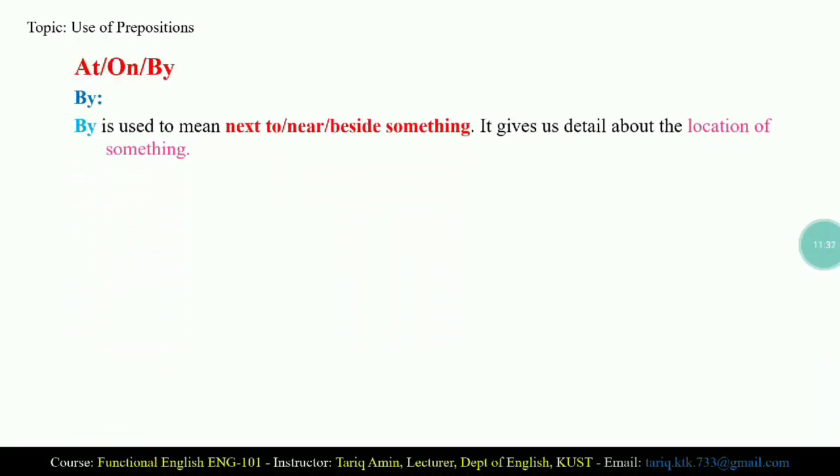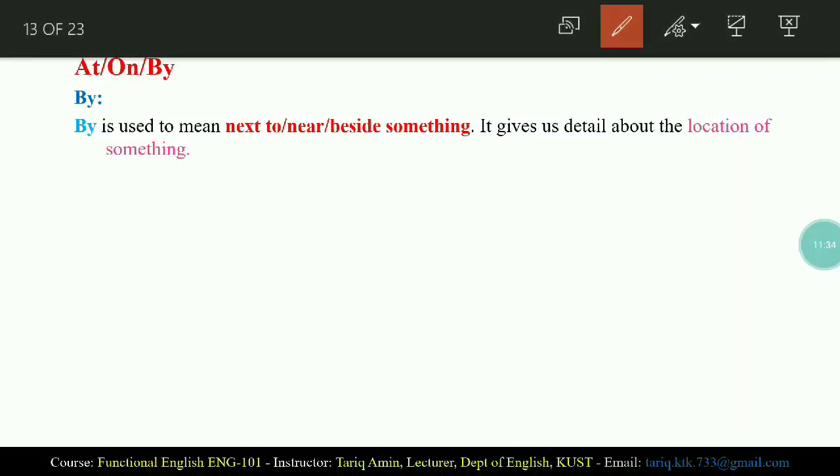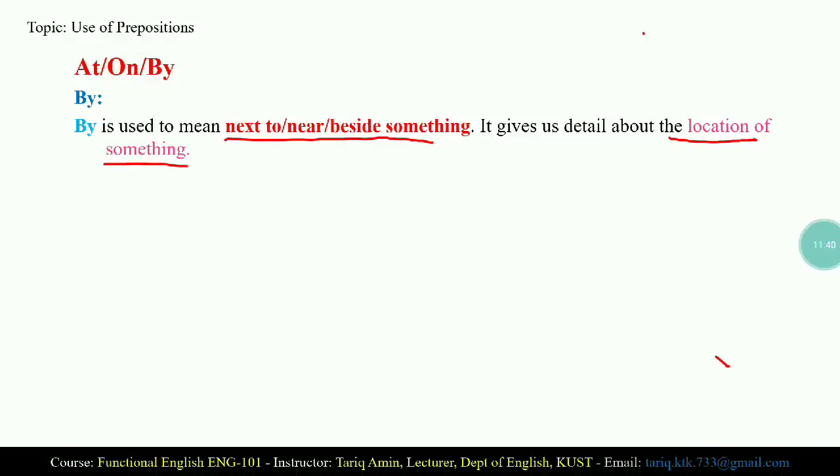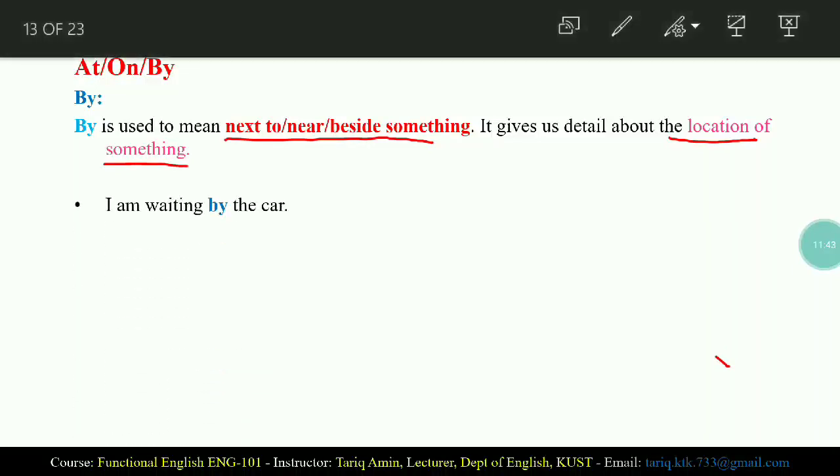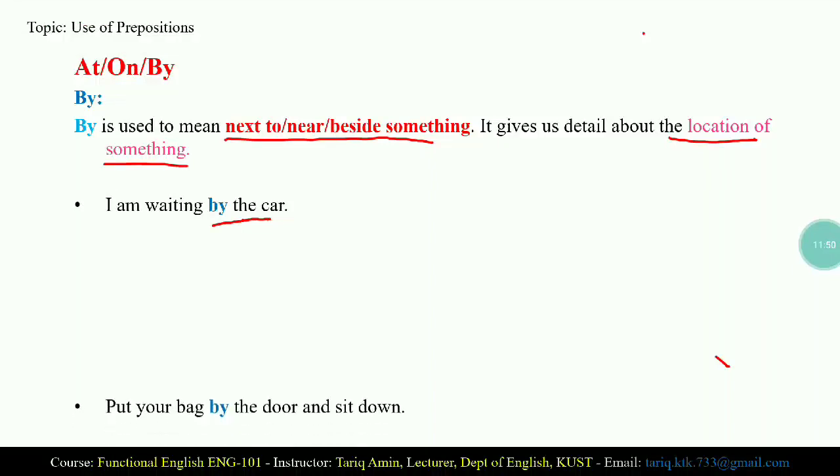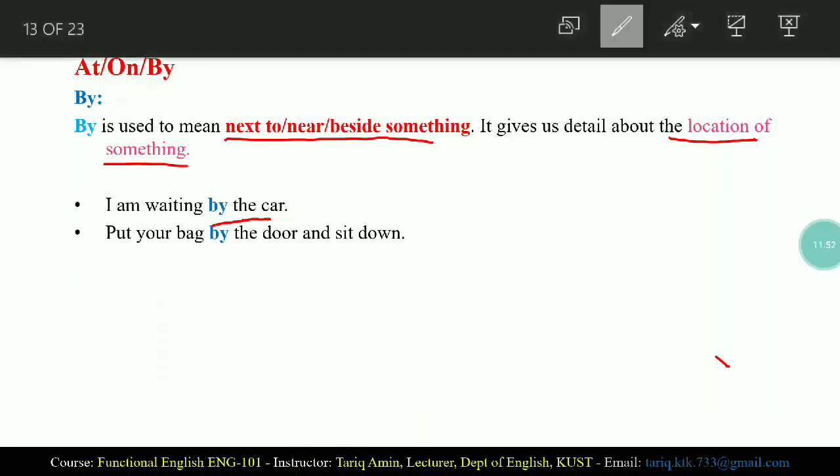By is used to mean next to, near, or beside something. It gives us detail about the location of something. For example, I am waiting by the car. I am waiting near the car. Or I am waiting beside the car. Put your bag by the car, by the door, or put your bag near the door and sit down. So it shows the location as well.